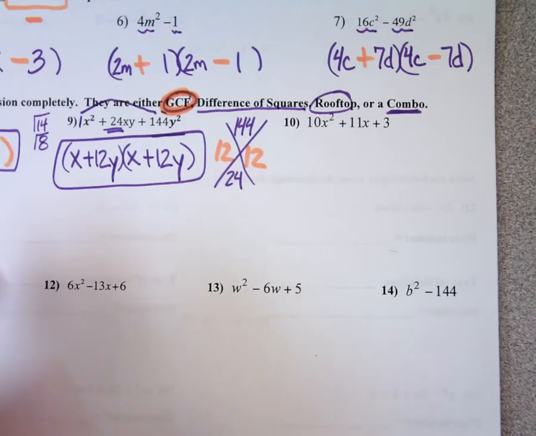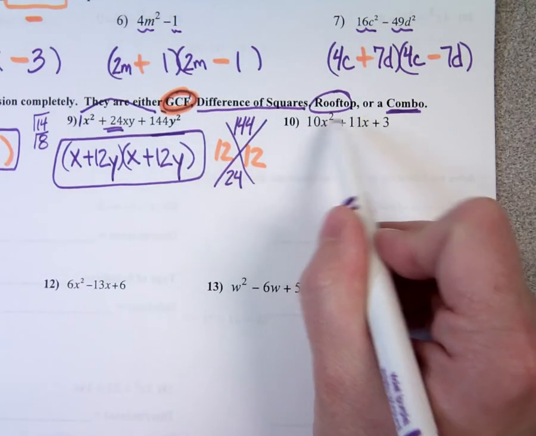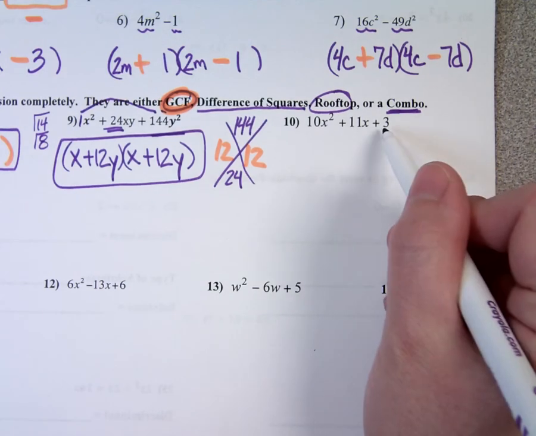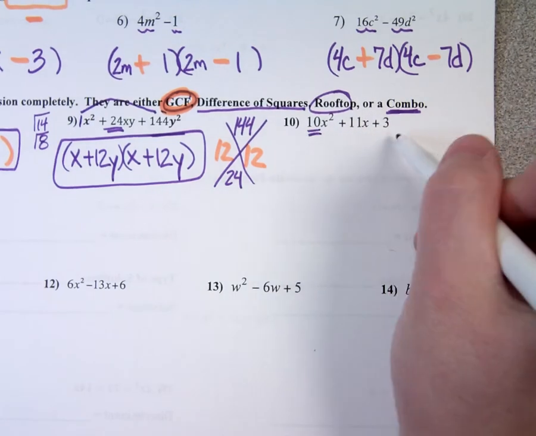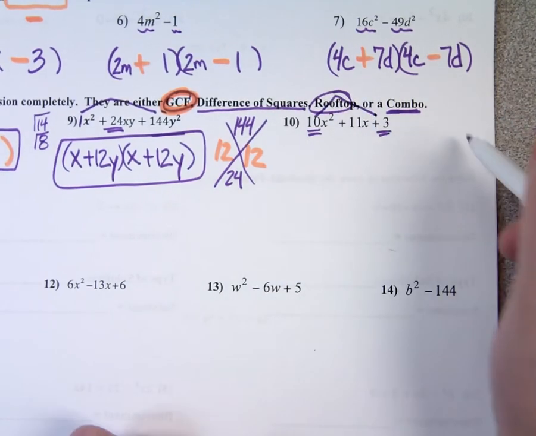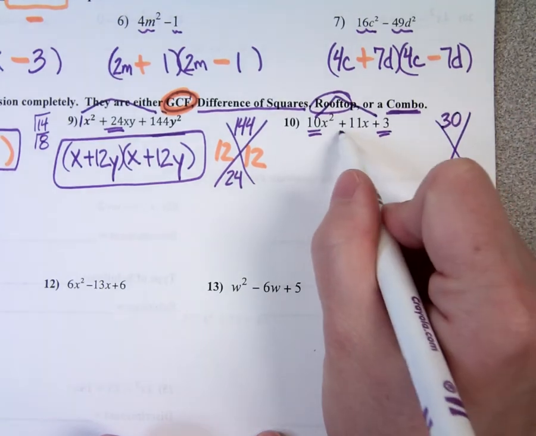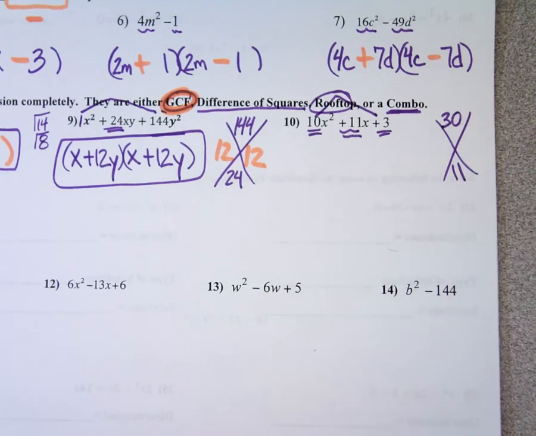Okay, number 10. First I look to see, do I have a GCF? Nothing goes into 10, 11, and 3 besides a 1. So no. Then I look to see how many terms? 1, 2, 3. So I'm going to do rooftop. So I take my a times my c. So what's a times c? 30. I want them to add to be the little guy in the middle, the 11. So what 2 numbers multiply to be 30 that also add to be 11? What 2 numbers do that?